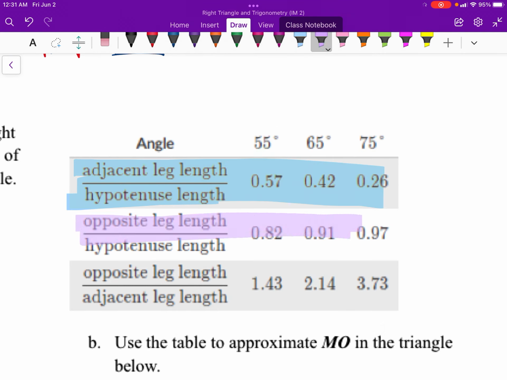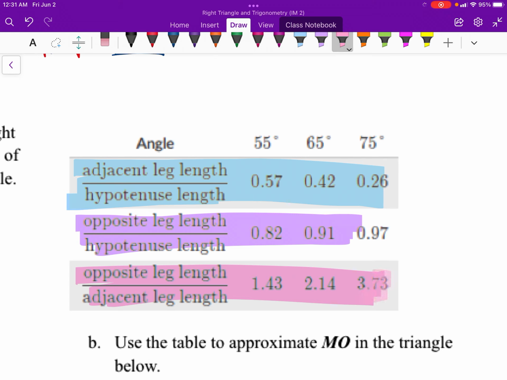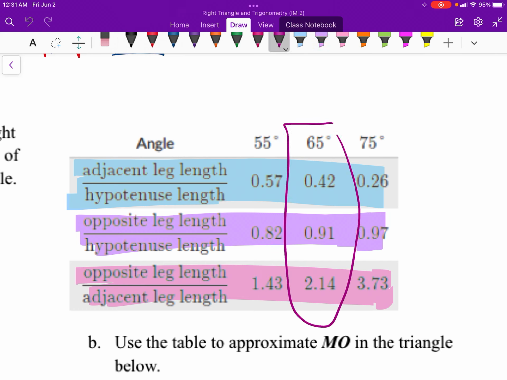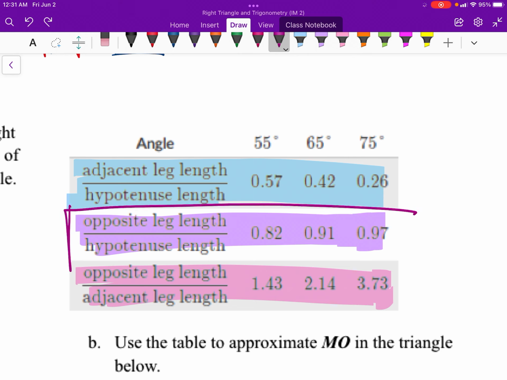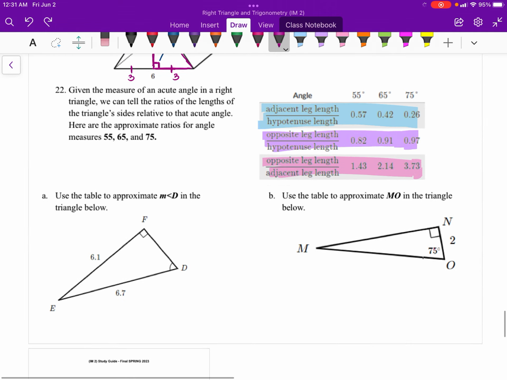We also have the opposite and the hypotenuse. And then we have the opposite and the adjacent. Now, based on that, for example, if we're given one of the angles, then we're going to go ahead and focus on the column of the angle, right? If in this case we're focused on a certain ratio, then we're going to focus on this here to determine the angle. So, let's go ahead and check this out.